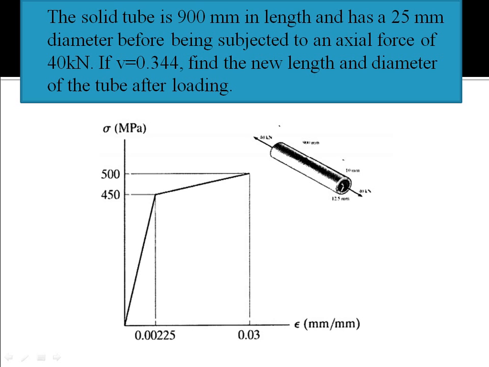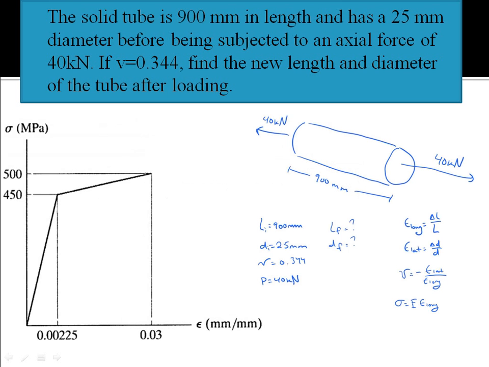So the solid tube is 900 millimeters in length and has a diameter of 25 millimeters before being subjected to an axial force of 40 kilonewtons. If Poisson's ratio is 0.344, find the new length and diameter of the tube after the loading. They also give us a graph of stress versus strain.